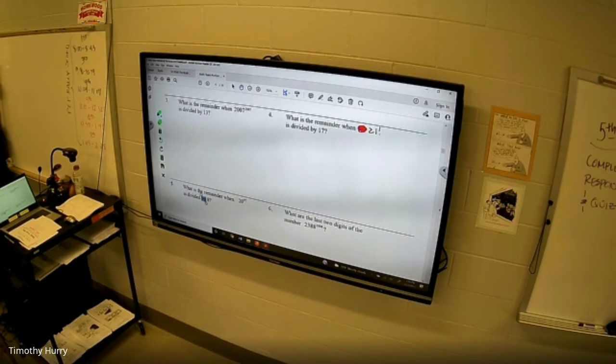That's right. Guys, what's in 21 factorial? 17. There's a 17 in there. If there's a 17 in there, and I divide into 17, I'm going to get a zero. Does the rest of that matter if I multiply by zero?